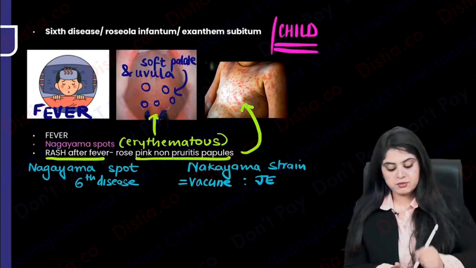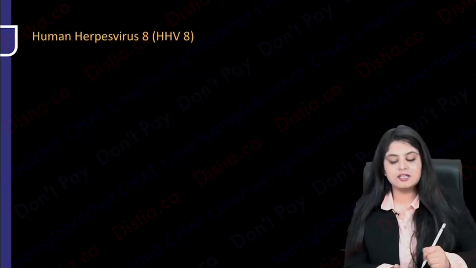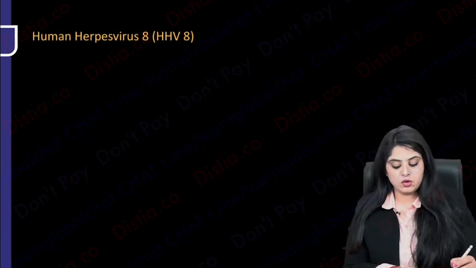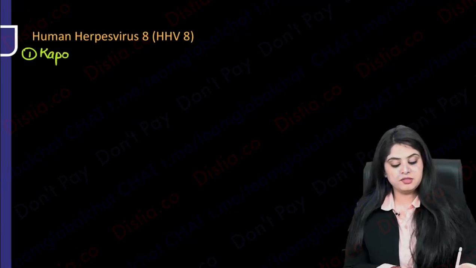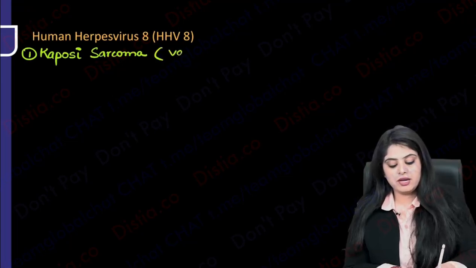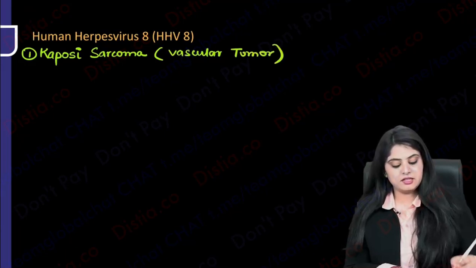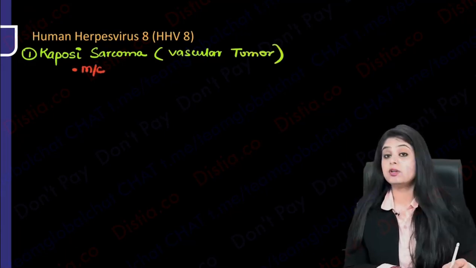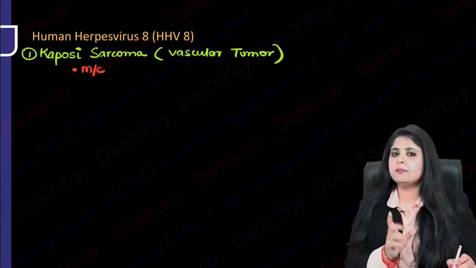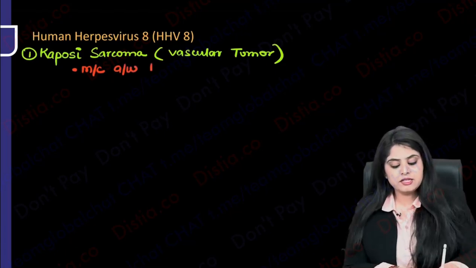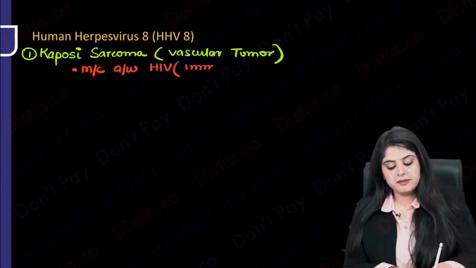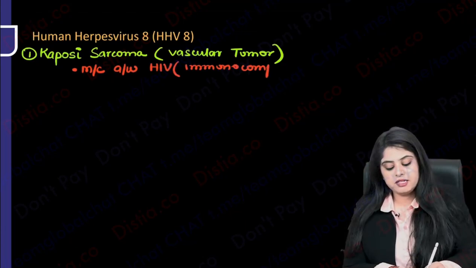Okay, now finally we come to the last one, human herpes virus 8, and this is famous for causing 3 things. The first one is the famous Kaposi's sarcoma. We all know Kaposi's sarcoma is a vascular tumor. Quickly tell me, does this occur in immunocompromised or immunocompetent? It can, but it is most commonly associated with HIV, or in other words, immunocompromised individuals. It is seen in immunocompromised states.